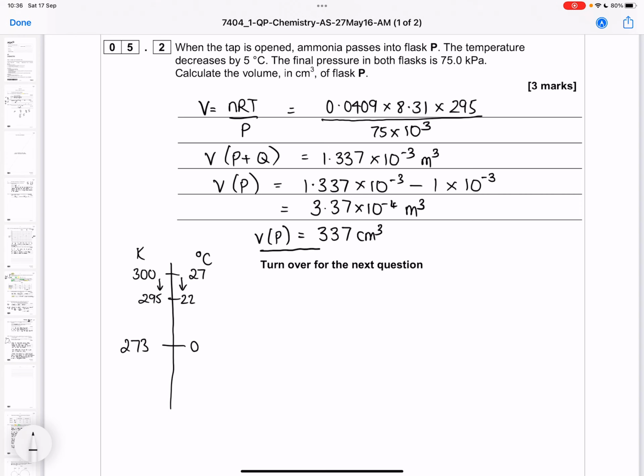Now this is the number you get on your calculator if you're using 3 significant figures throughout your calculation. Because of different rounding errors, the exam board would actually allow a range. They're allowing a range from 310, which is quite low, up to 342. So that is the allowable range of answers.